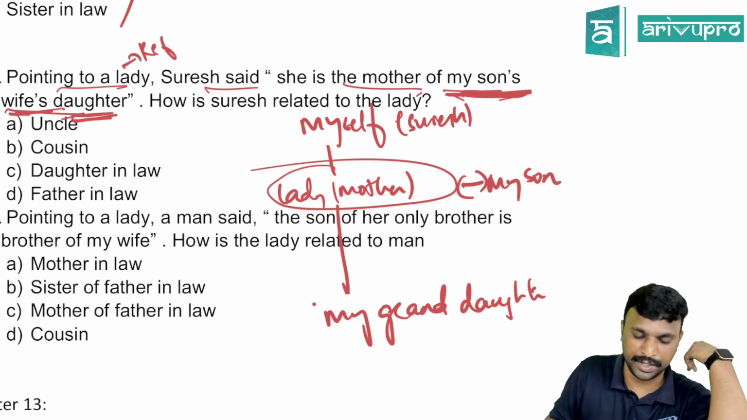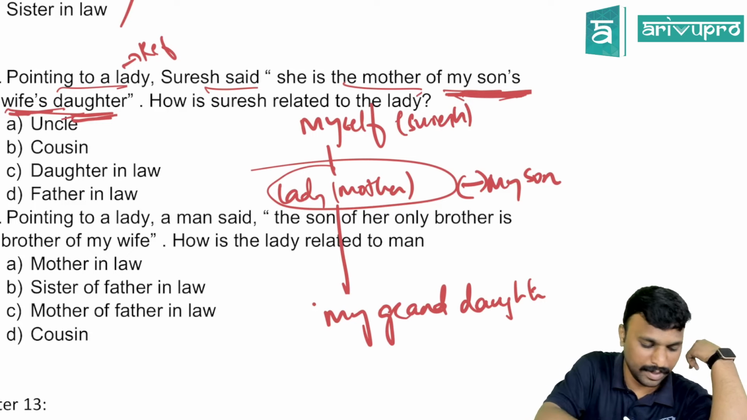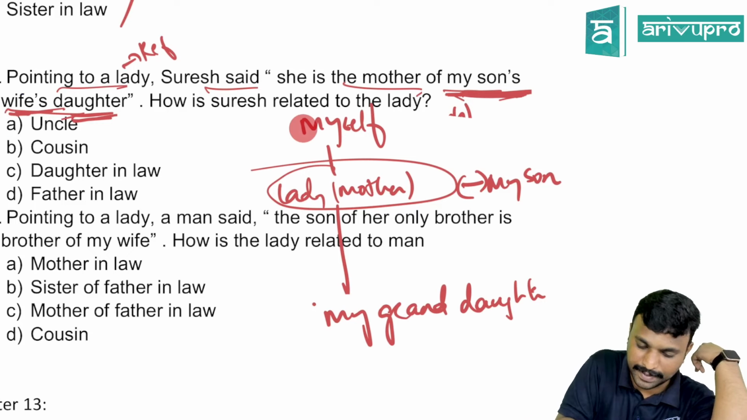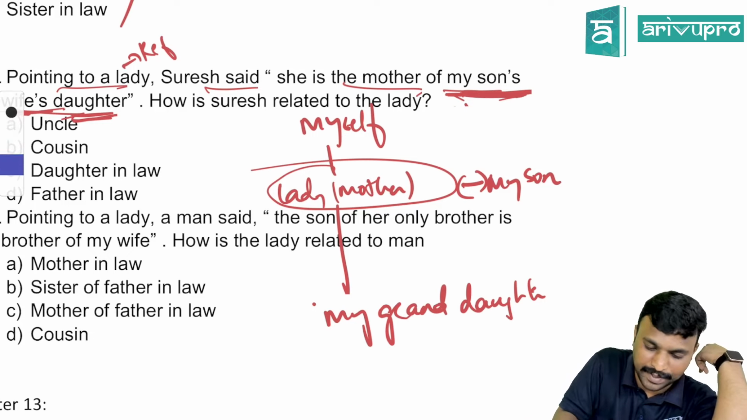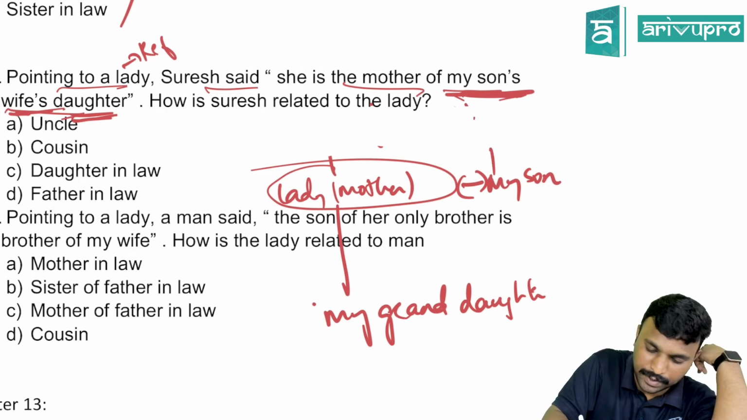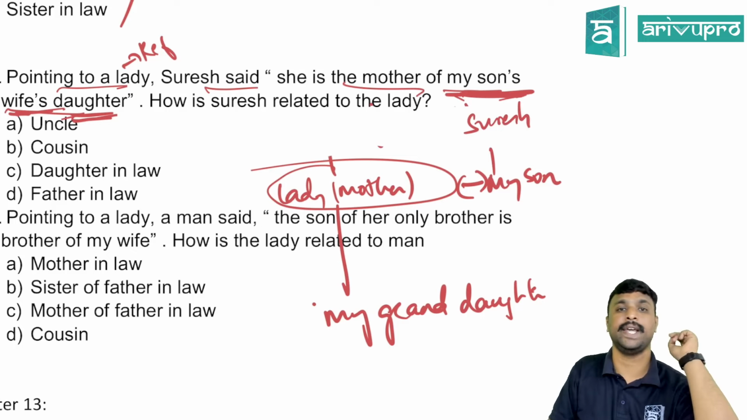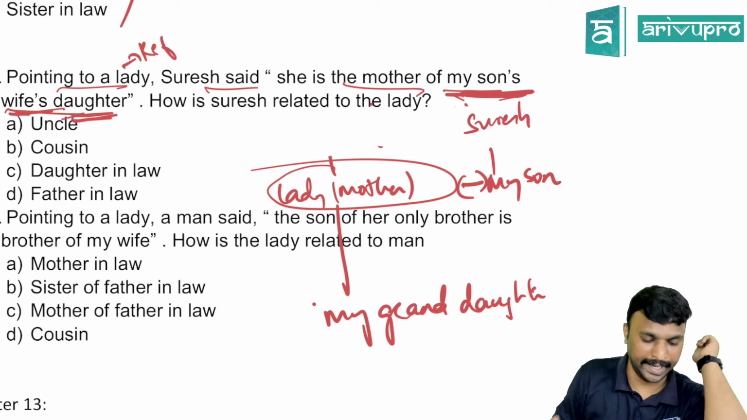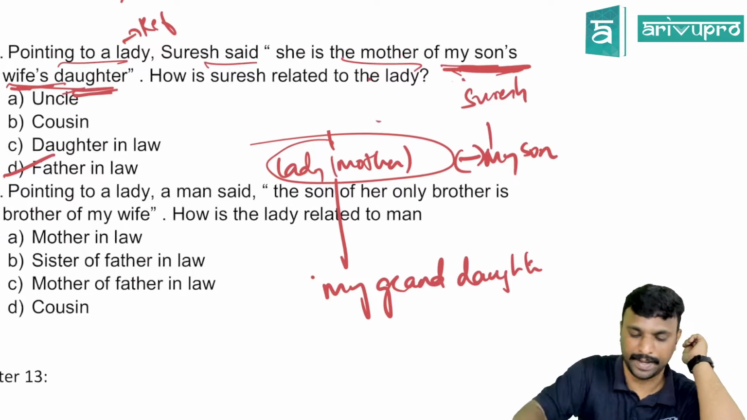So how is Suresh related to the lady? My son's father is myself, right? Obviously, myself should be above my son. So here should be Suresh. So Suresh is definitely father-in-law to that lady. Yes or no? Option D is the answer.